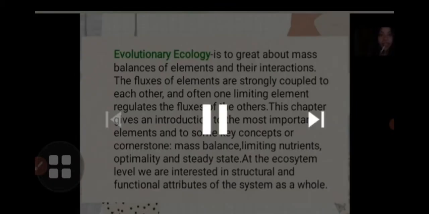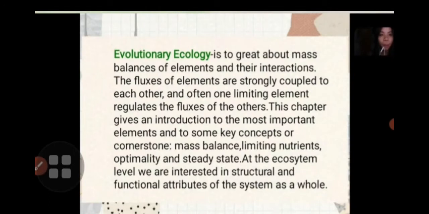The fluxes of elements are strongly coupled to each other, and often one limiting element regulates the fluxes of the others. This chapter gives an introduction to the most important elements and to some key concepts or cornerstones: mass balance, limiting elements, optimality, and steady state. At the ecosystem level, we are interested in structural and functional attributes of the system as a whole.